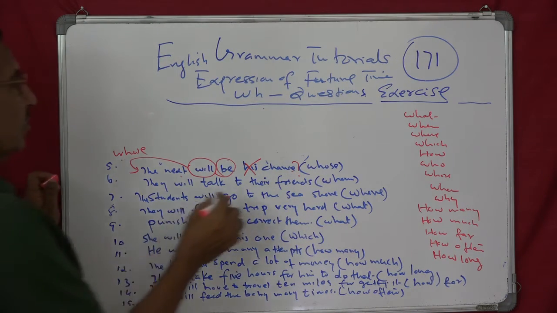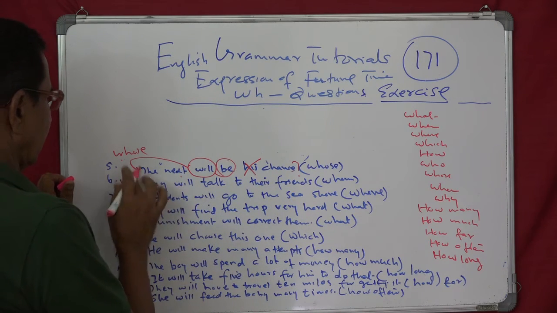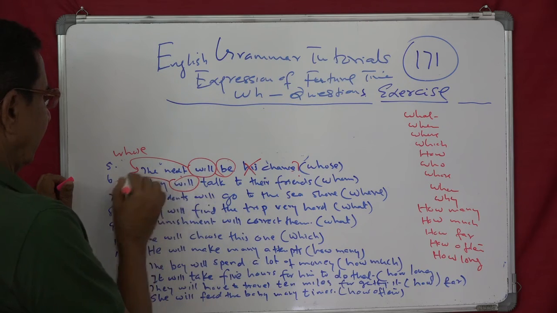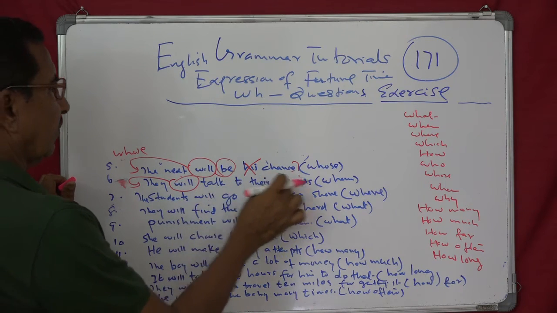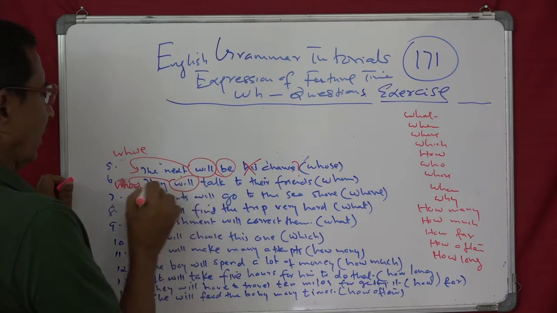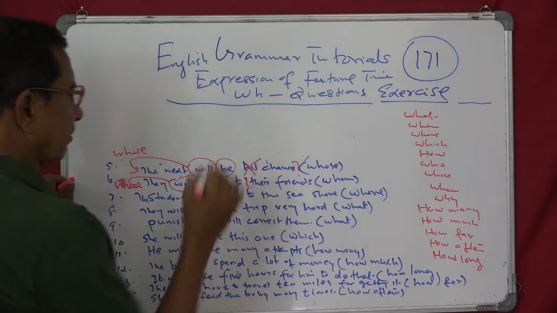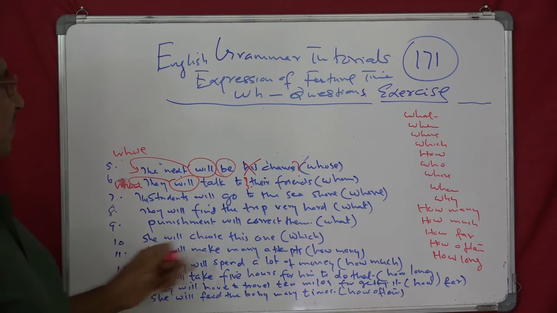They will talk to their friends. To their friends. Will they? Sorry. Will they talk to their friends? Then whom will? Whom will they talk to? Question. Here question. Yes. Next.